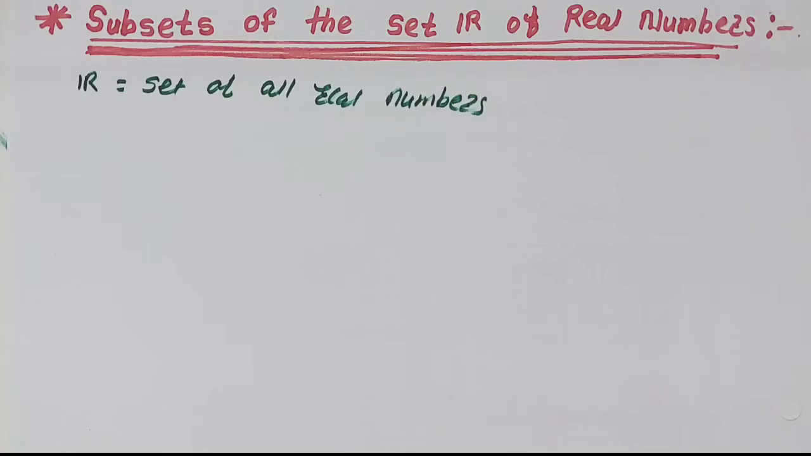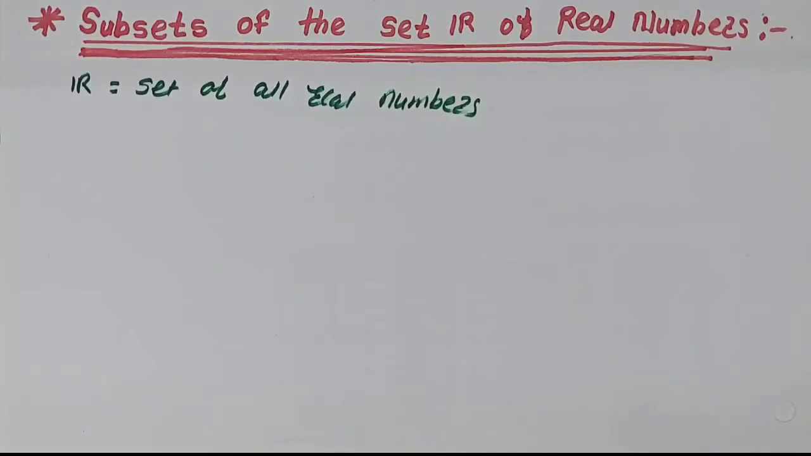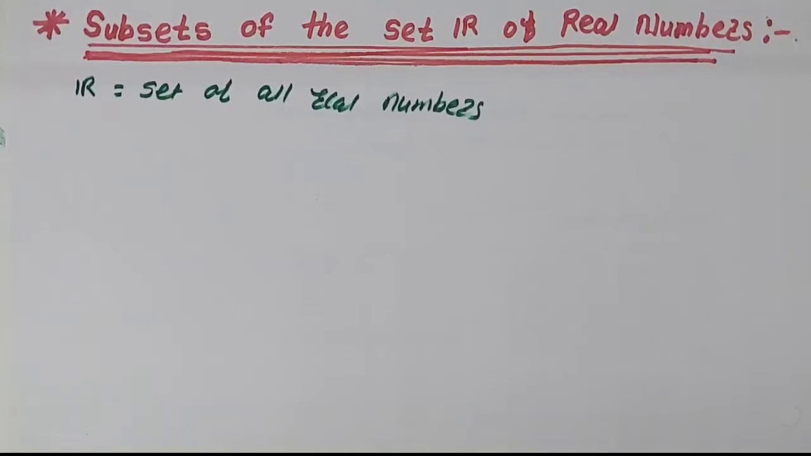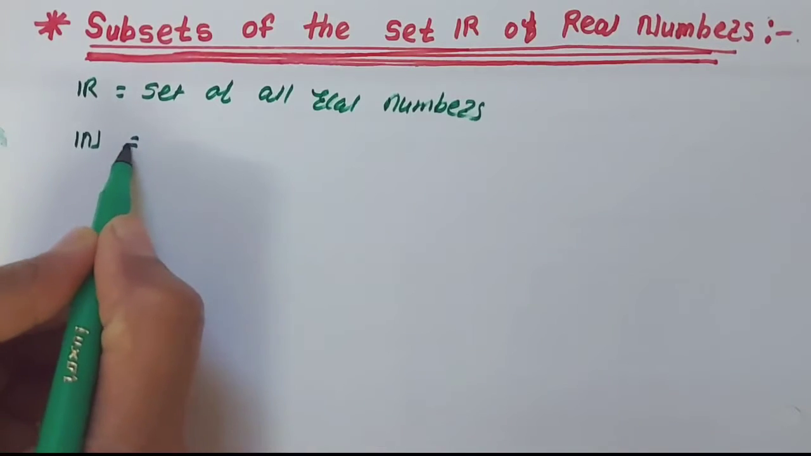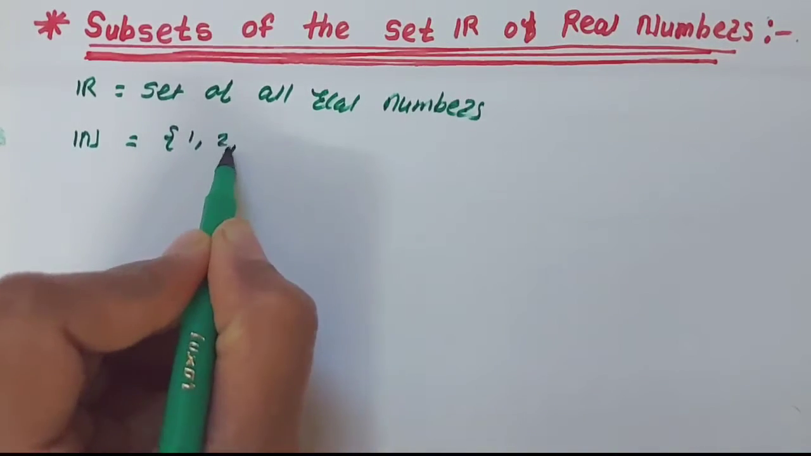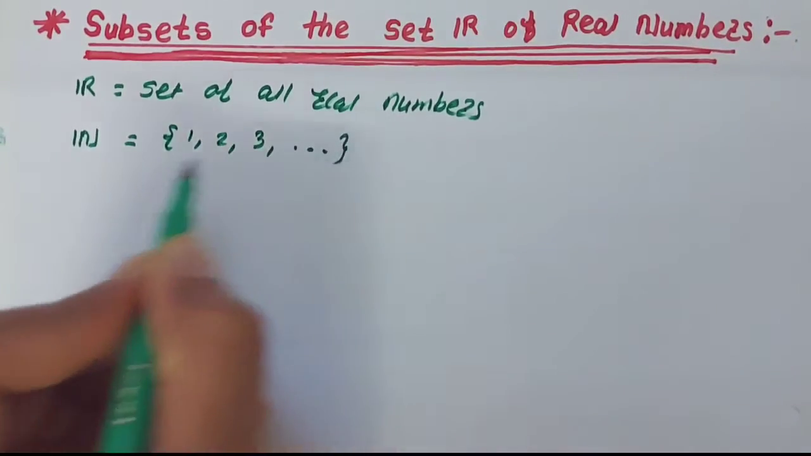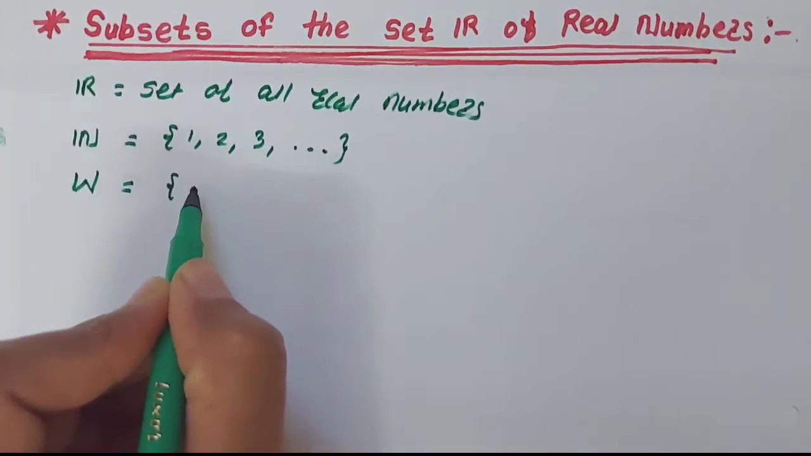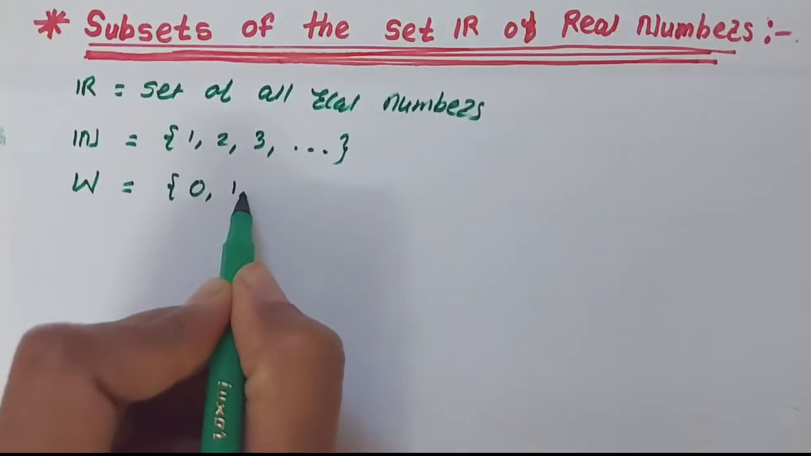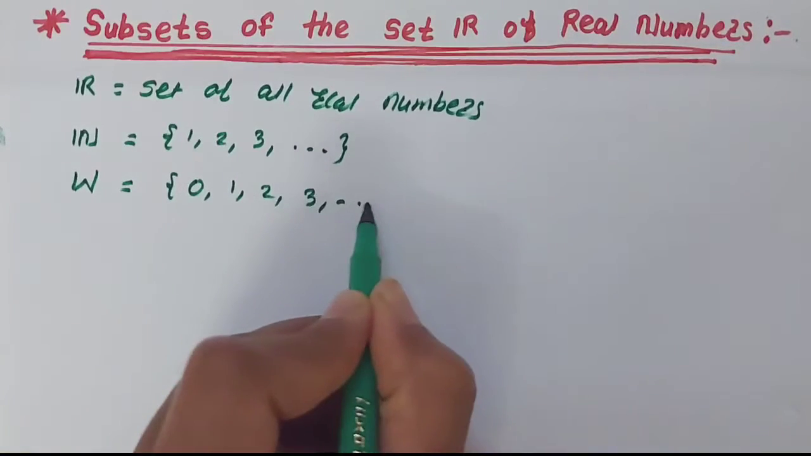Now if we take the set of natural numbers, then the set of natural numbers contains numbers from 1, 2, 3, 4 and so on. If we are talking about the whole numbers, so whole numbers start from 0, and it is 0, 1, 2, 3 and so on.